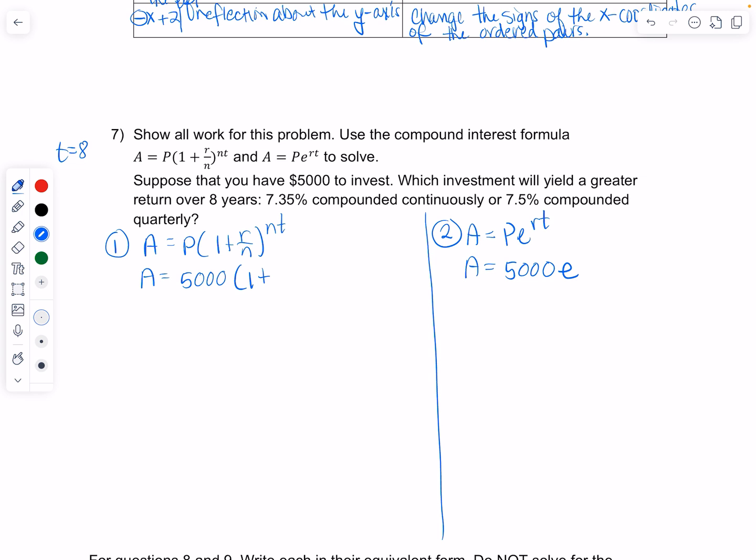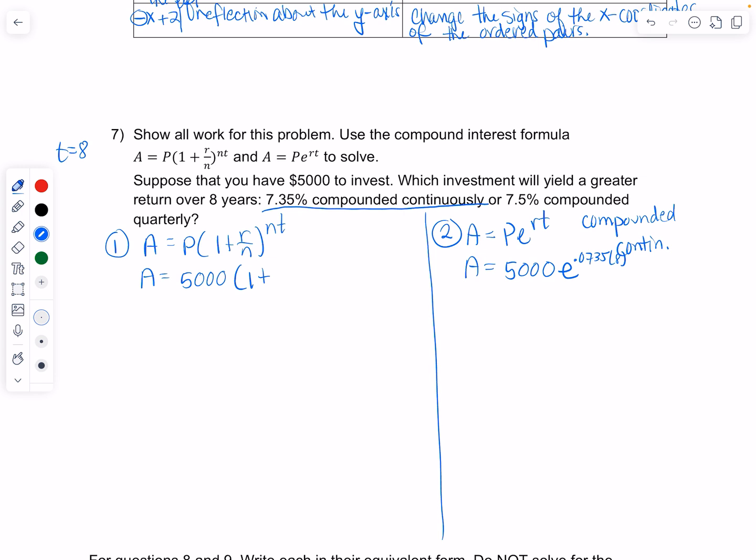7.35% compounded continuously. If it's compounded continuously, you have to use A equals P e to the rt. So this is compounded continuously. Okay, all right. So at that rate, I can't use 7.35%. I have to change it to a decimal, so it becomes 0.0735. That is the rate. And the time is 8, as we discussed before.